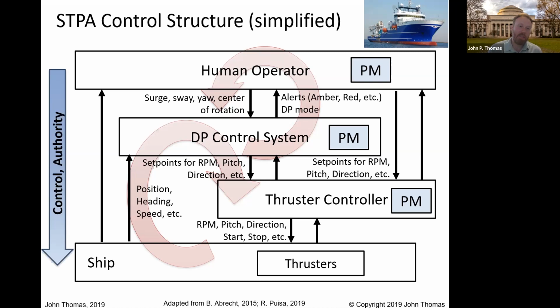Notice the vertical axis, again, indicates control and authority. That means the downward arrows here are going to be the control actions, the instructions to achieve a safe state, and the upward arrows are feedback and information that we're using to monitor the system.